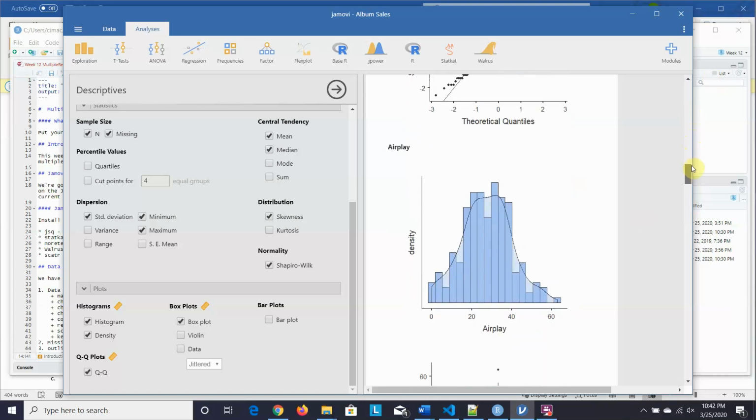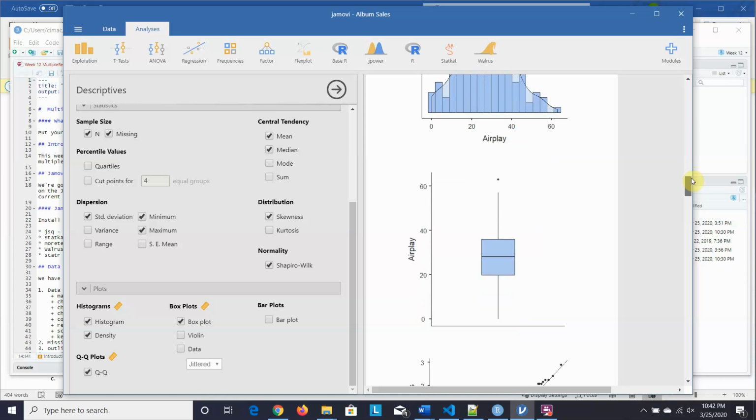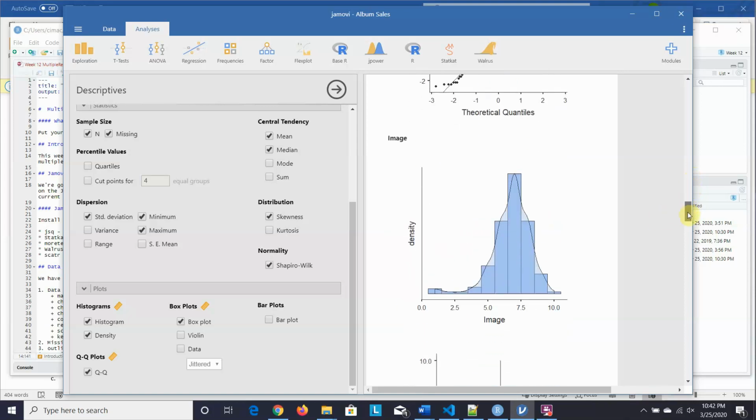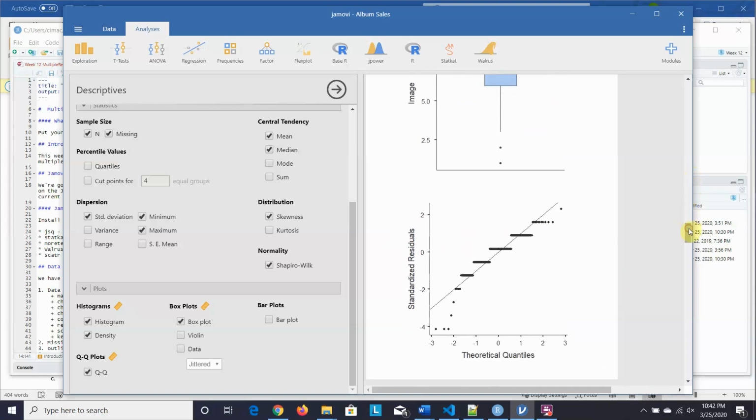Airplay looks more normal. There is one outlier on the upper side, but that follows the normal line in the QQ plot pretty well. And image, we are skewed to the left, negatively skewed. Definitely some outliers down low, and not surprising to see those in the box plot. And they're clustered around the normal line except at the tails, so not too surprised to see that.